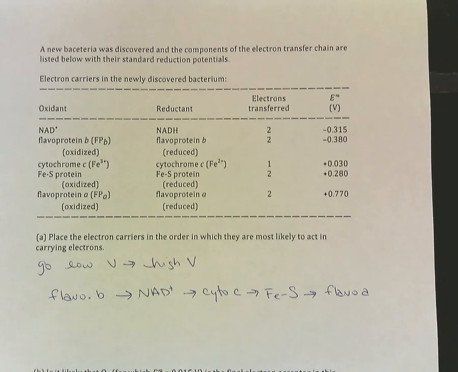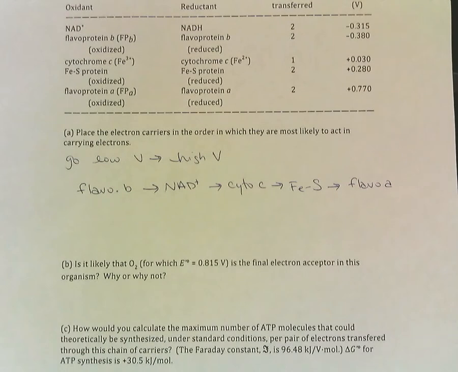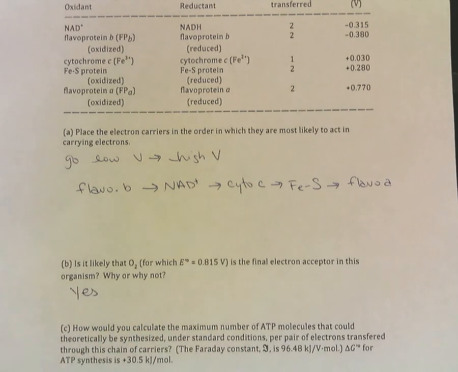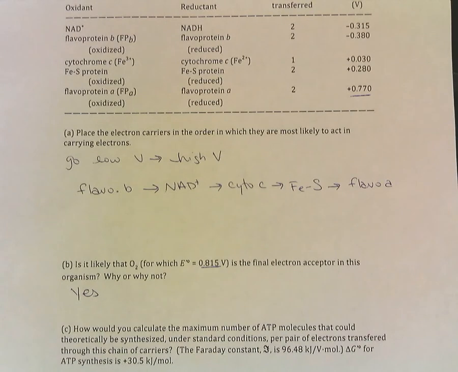So the question is, if we know that the reduction of oxygen to water has a standard potential of 0.815, is this the final electron acceptor for this organism? It's higher than. So the answer is yes. And so its potential is 0.815, and we said that flavo A is the end, which is 0.77. So since it's an even higher potential, it can accept the electrons.